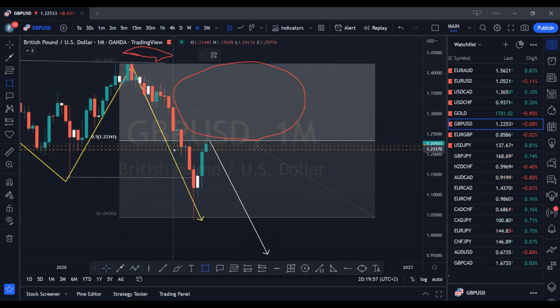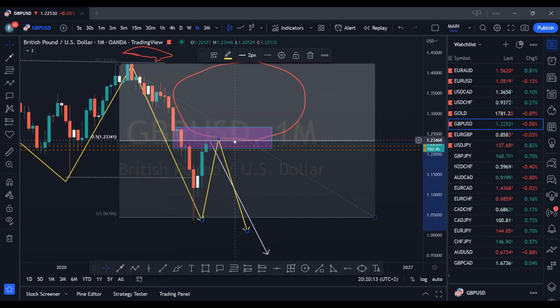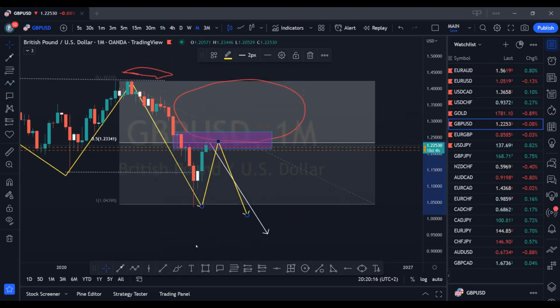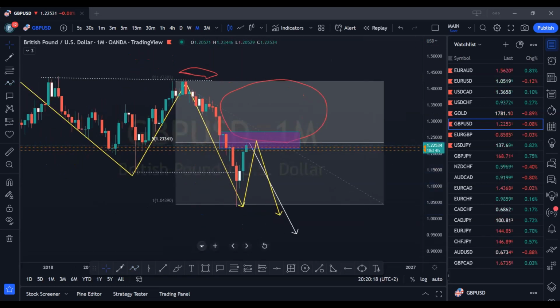On a micro level, this zone right here is a supply. So price might react inside this zone, possibly, and then drop. If price does not react inside this zone, the next possible zone where price is going to react will be somewhere here. Let's use this inside bar zone here. So price might still go up like so, and then come all the way down.